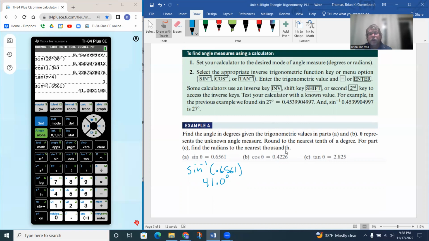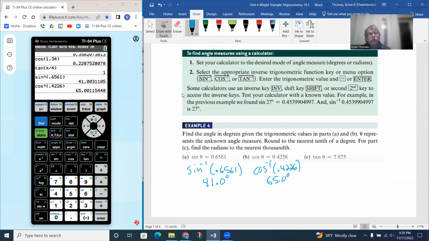So again, if I want to find the angle, I can use the inverse cosine. Inverse cosine will work it backwards and find the angle that's associated with 0.4226. That would give me 65.0, or about 65 degrees. So inverse cosine of 0.4226 would give me the angle, and that would be 65.0 degrees.